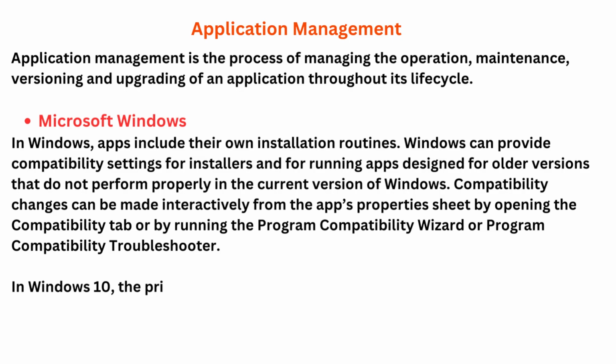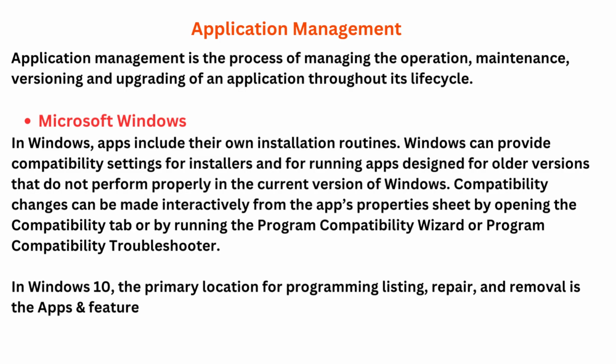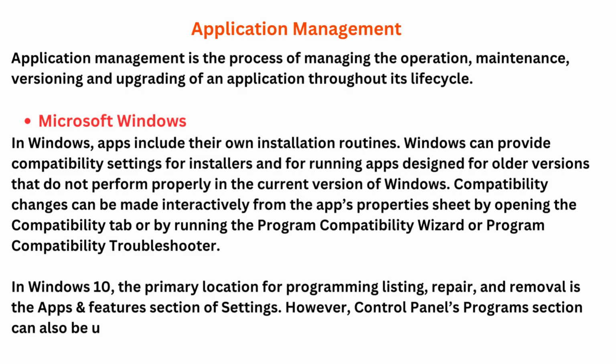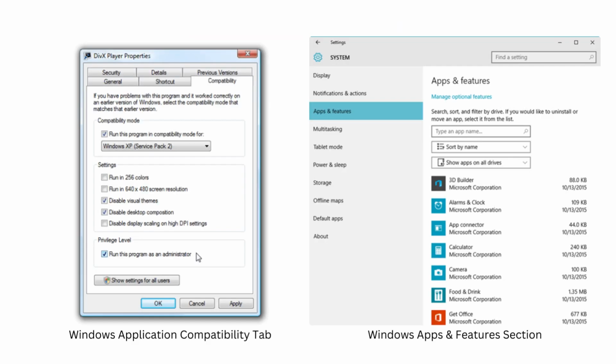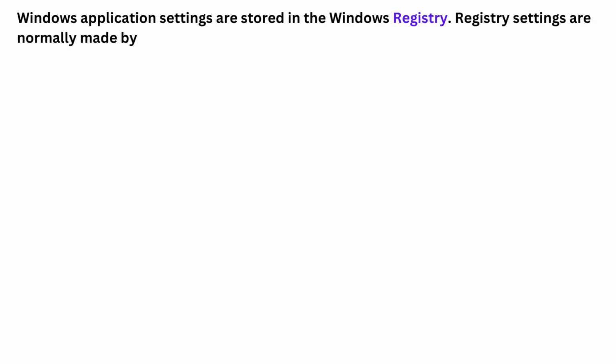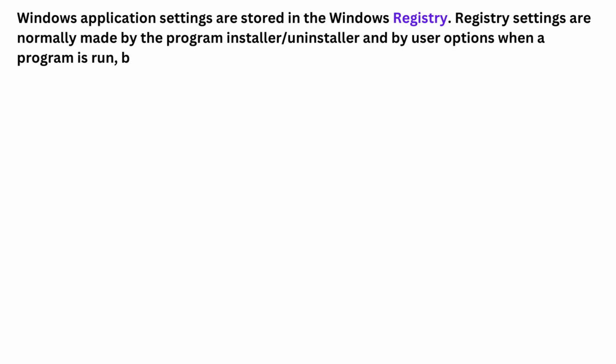In Windows 10, the primary location for program listing, repair, and removal is the Apps and Features section of Settings. However, Control Panel's Programs section can also be used, as in earlier versions of Windows. Windows application settings are stored in the Windows registry. Registry settings are normally made by the program installer or uninstaller and by user options when a program is run, but the registry can be manually edited with regedit if necessary.